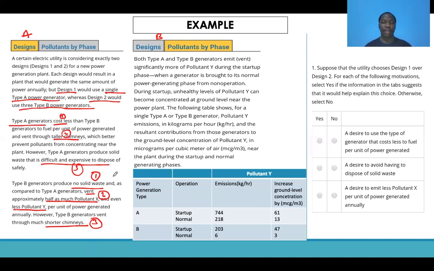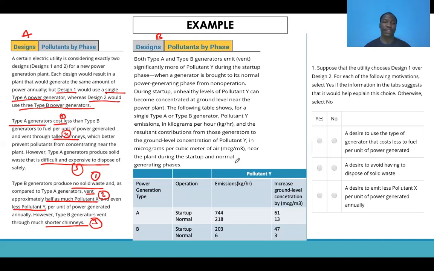The table shows the power generation of the type A generators and type B generators during operation, that is the startup phase and the normal phase for both type A and type B generators. Then we have emissions per kilogram of pollutant Y per hour for both type A for startup and normal, and also for B. Then the increase in ground level concentration, in micrograms per meter cube of air, of pollutant Y for both power generators A and power generators B.